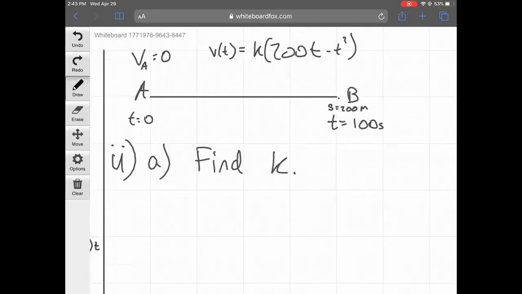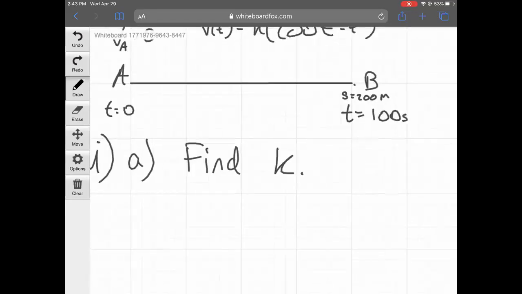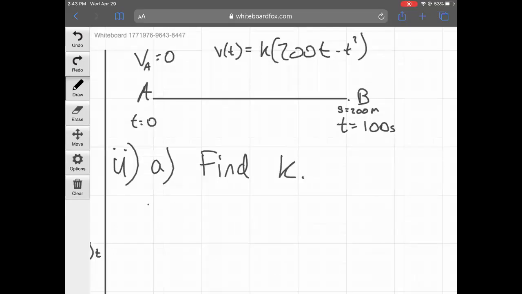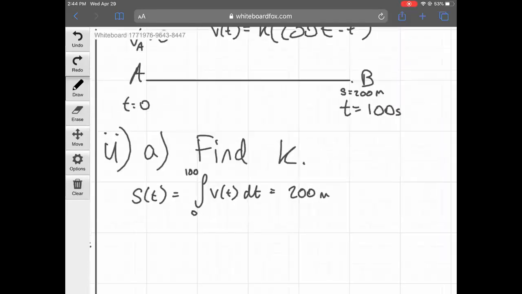So I'm going to go with the integral. I'm going to go and integrate. So I'm going to say, well, s of t is the integral of v of t. And if I integrate from 0 to 100, I know that that should be equal to 200 meters. So integrating the velocity function from 0 to 100 seconds gives me the total distance traveled, which I know is 200 meters. Okay. So that then hopefully will help me to work out k.